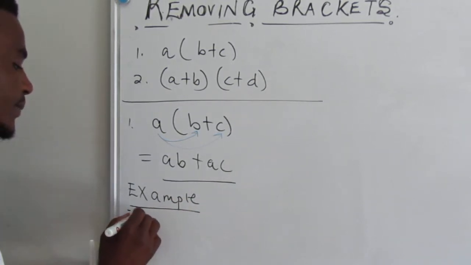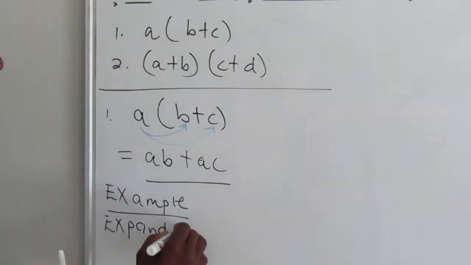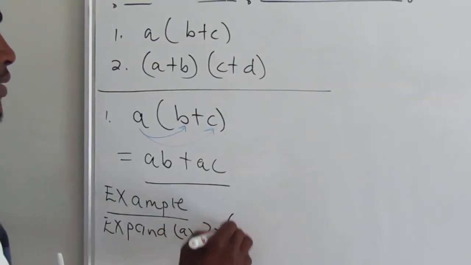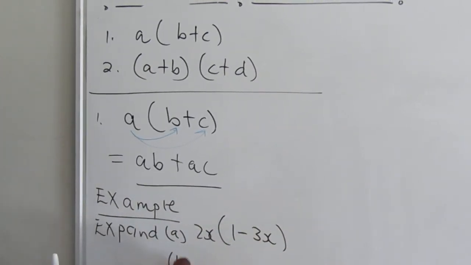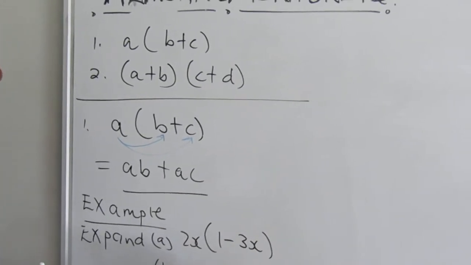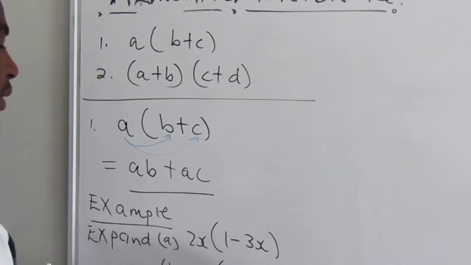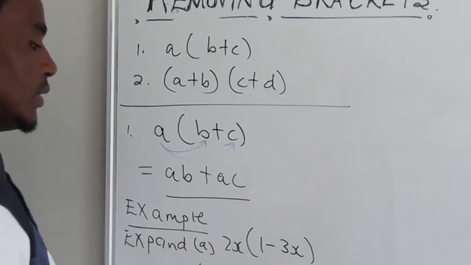Expand: part a, 2x times (1 minus 3x); part b, x times (4x minus 3). Solution.